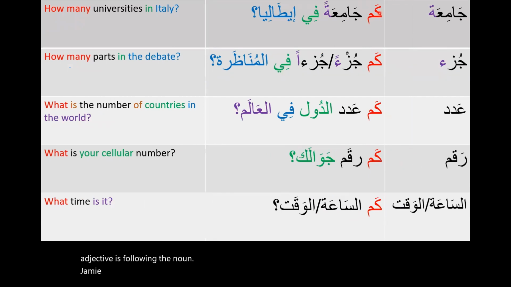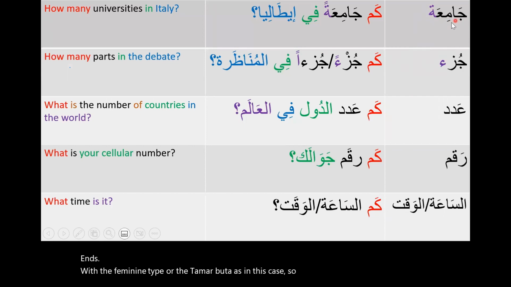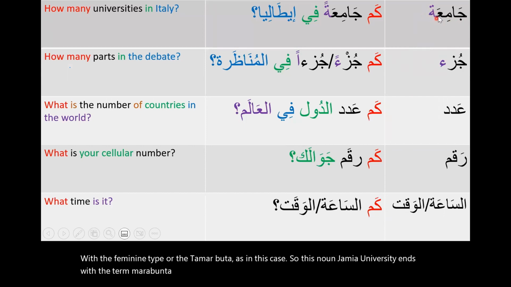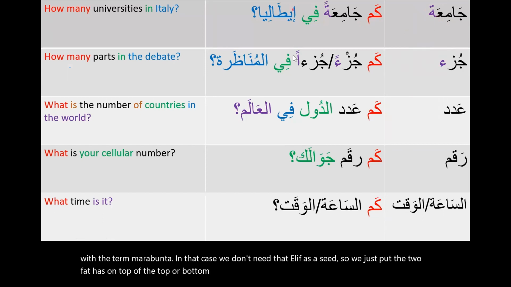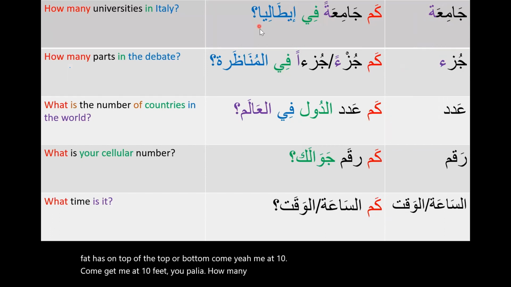Jami'a. There are some exceptions here. When the noun ends with the feminine ta, or the ta marbuta, as in this case, this noun جامعة, university, ends with the ta marbuta. In that case, we don't need the alif as a seed. So we just put the two fathas on top of the ta marbuta. كم جامعة في إيطاليا. How many universities in Italy?